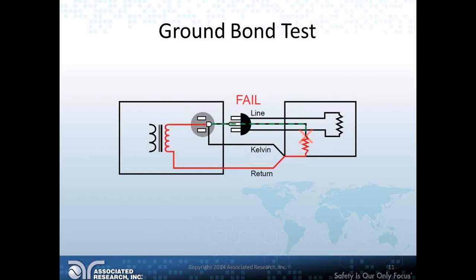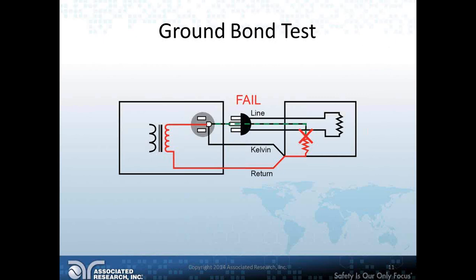Here we're showing a fail condition for a ground bond test, meaning that in this case the ground bond tester has detected a failure. In other words, it has detected that the ground circuit of this product was not capable of handling all the fault currents that were imposed upon it as a result of insulation failure.